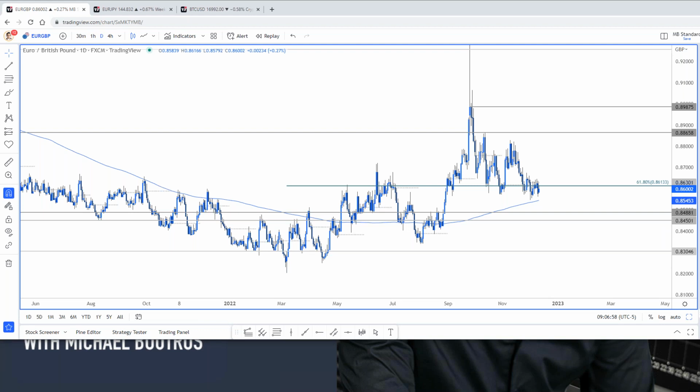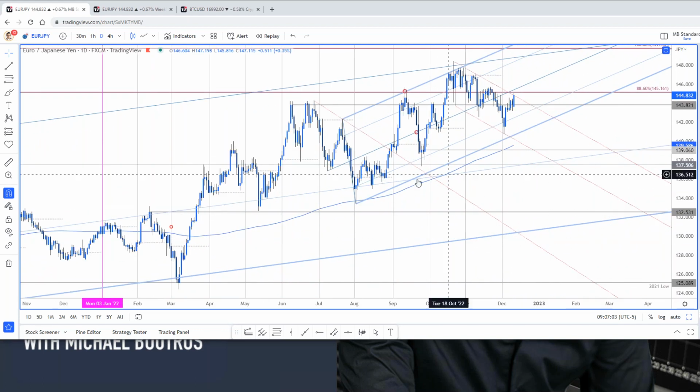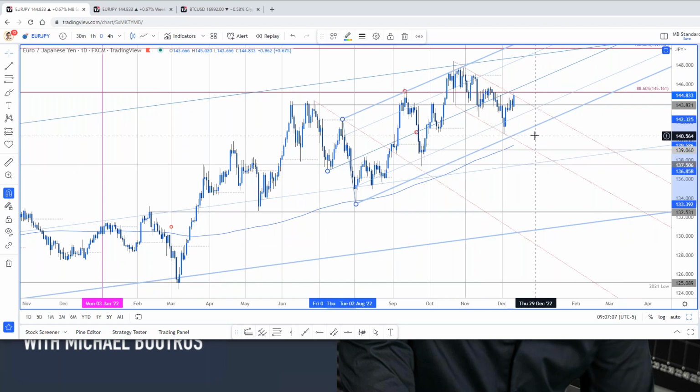Let me show you what that looks like on the intraday. Here's the daily chart. Here's the slope we've been working with, right? Exhaustion just ahead of the lower parallel, but big resistance here into 145. The median line comes in just higher, 145.50.